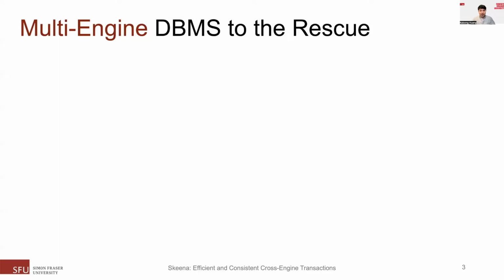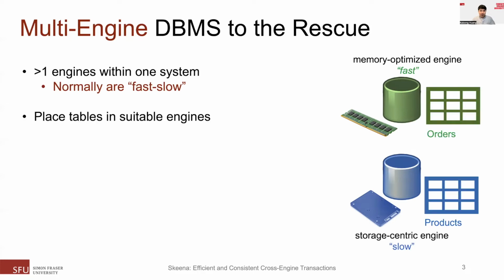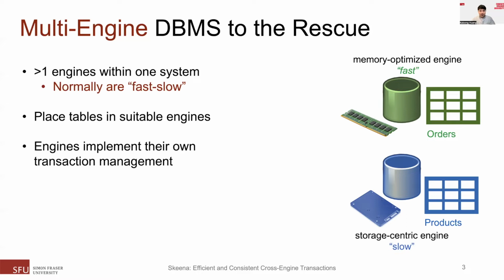So what is a multi-engine DBMS? Basically, multiple database engines are managed by one system. Normally, you have a fast engine, which is memory optimized, and a slow one, which is storage centric. Then you come up with a table placement scheme that suits your workload. For example, you can have the orders table in the fast engine and the products table in the slow one. These engines implement their own transaction management.